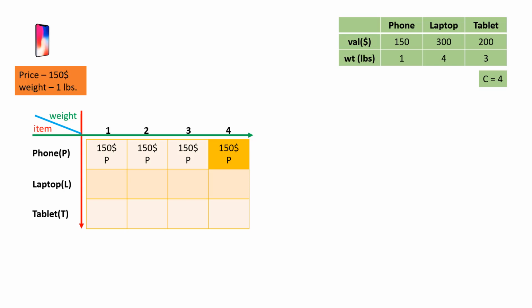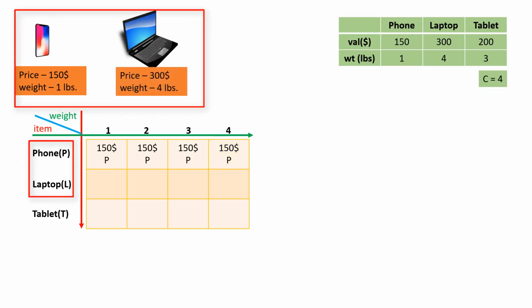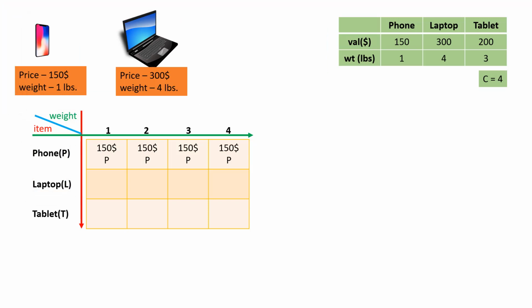Let's try to make this problem a little bit complicated by introducing one more item. So now you have two items with you. Now you have to make a decision to get the maximum profit, what you will choose. For the second row, now you have two options. Either you can choose the laptop or the item above it. So we have phone and laptop for the second row. So let's fill this table.